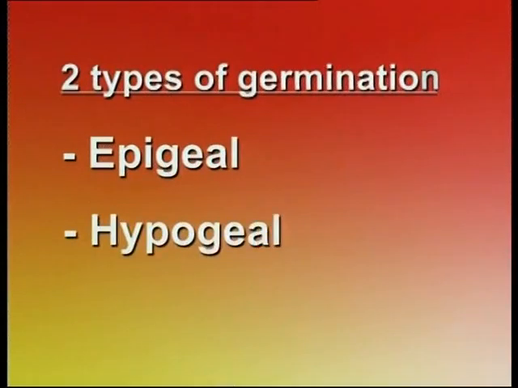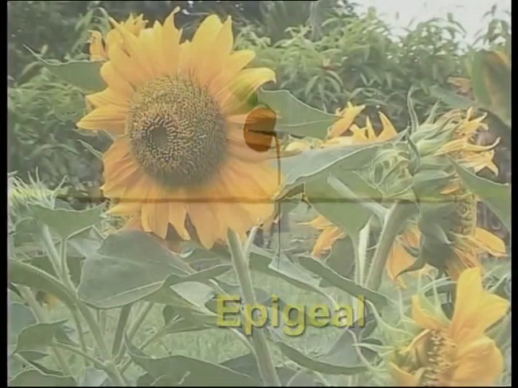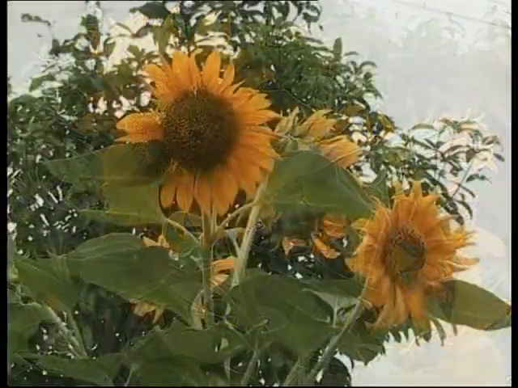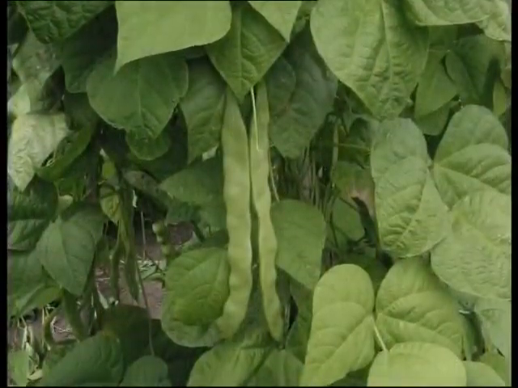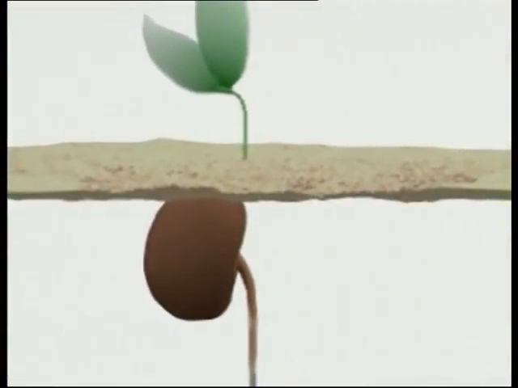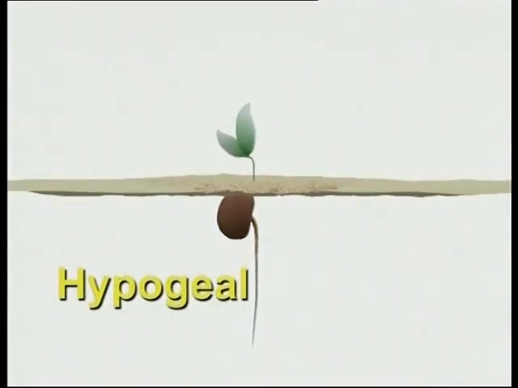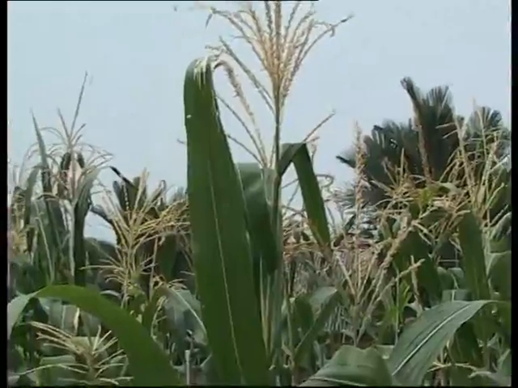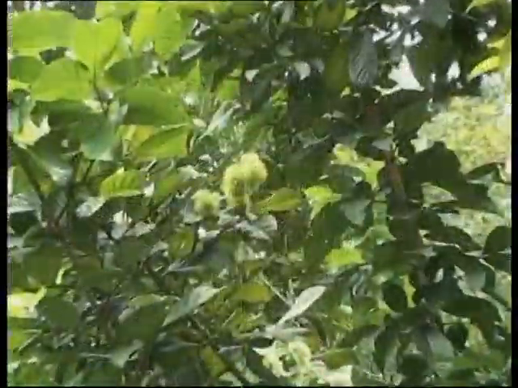There are two types of germination, epigeal and hypogeal germination. Epigeal germination occurs when the cotyledons grow above the ground as the shoot grows. Plants that undergo epigeal germination include sunflower, groundnut, long beans, and kidney beans. Hypogeal germination occurs when the cotyledons stay underground, as in plants like maize, paddy, rubber trees, coconut, and rambutan trees.